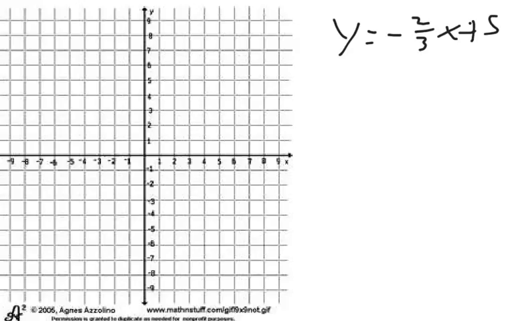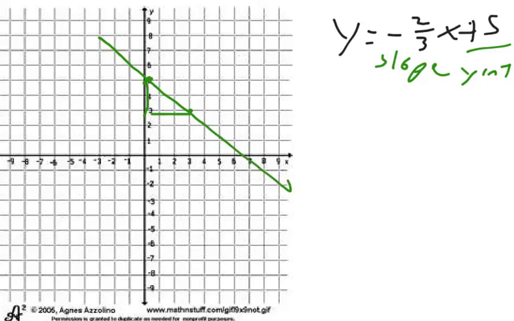Our next one, they give us in slope-intercept form, and we should all hopefully be able to remember this. We start out with this plus 5. There's the y-intercept. And here's the slope of negative 2/3. And because it's negative, we go down 2 over 3. Here's my second point. And there's my graph.